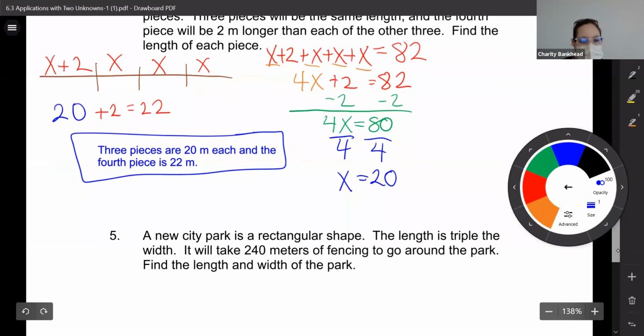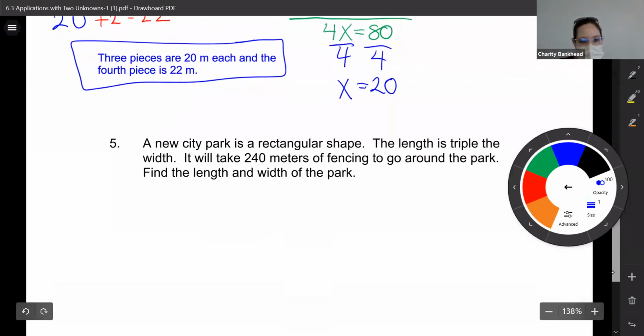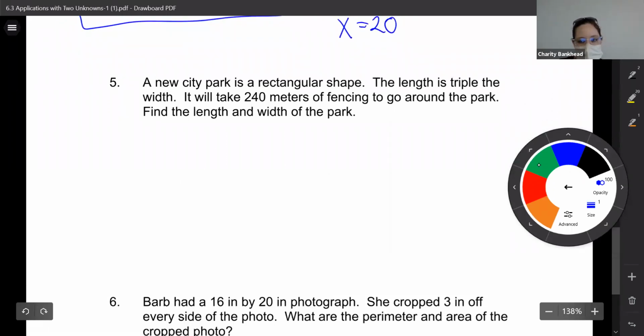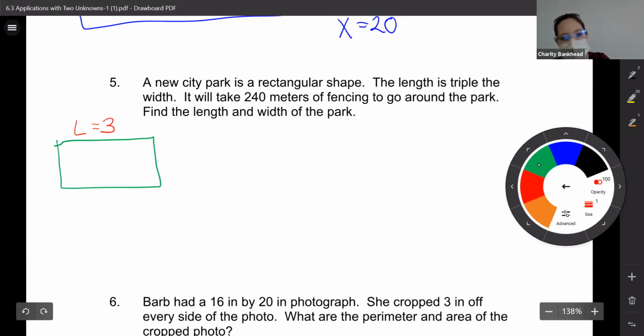Okay, number 5 says a city park is a rectangular shape. The length is triple the width. It would take 240 meters of fencing to go around the park. Find the length and width of the park. Okay, length equals 3 times the width. And it takes 240 meters of fencing to go around the park.